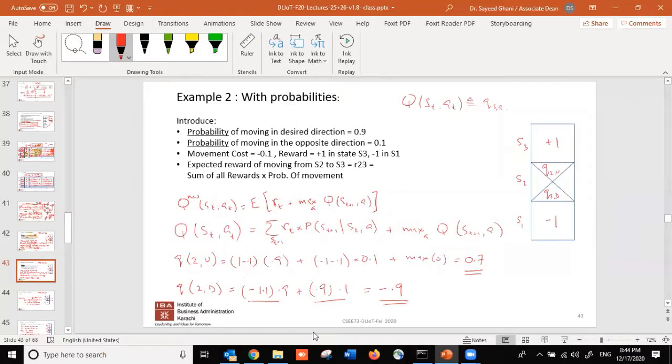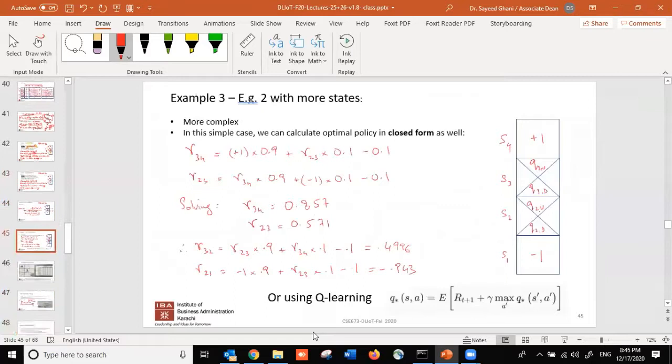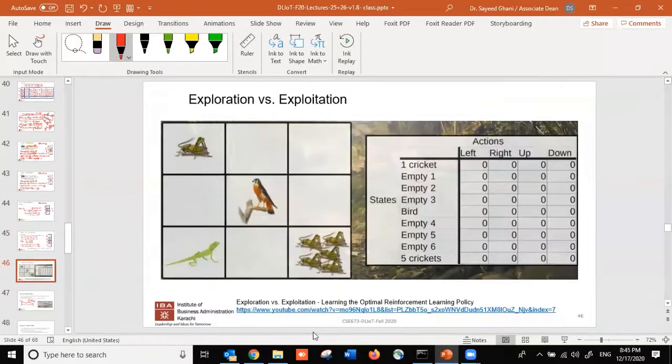So now let's move on. These were two examples. I think these are other examples that we'll skip over. Yeah. So now that we've understood what Q-learning is, let's take a look at a concept which is called exploration versus exploitation. Okay. And this is an example which is given from this particular site.